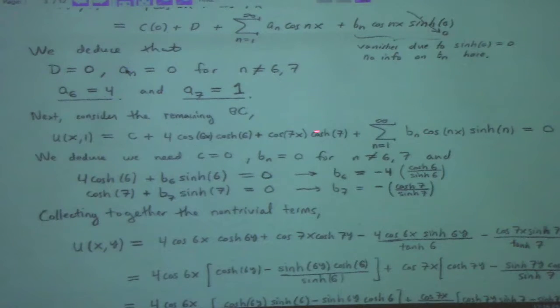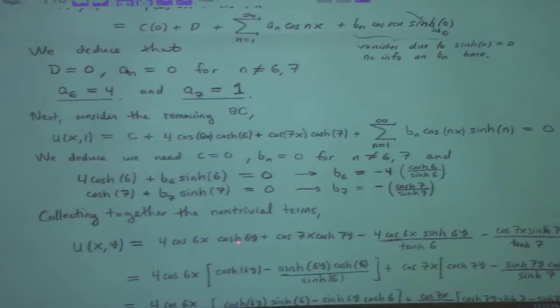When I have n not equal to 7 or 6, there's nothing to balance this out to give me 0, right? So I can see that b sub n is 0 unless n is equal to 6 or 7. When n is equal to 6 or 7, then I need to choose the b sub n so that it cancels these out, which means I need minus 4 cos 6 over sinh 6 and minus cos 7 over sinh 7. So here you go. This is the solution right here.